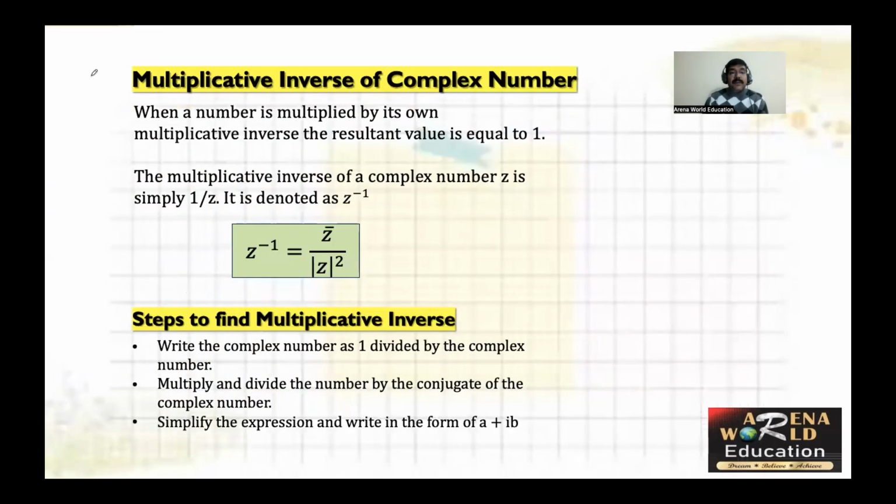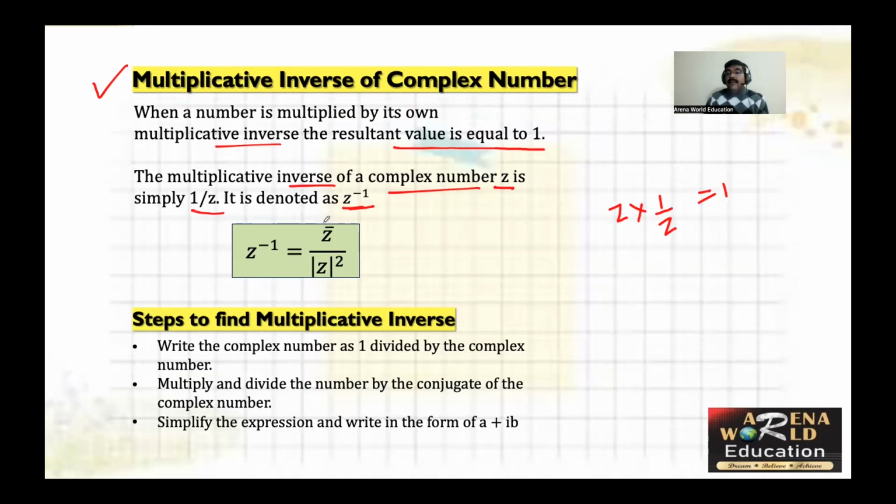Next one is the multiplicative inverse of a complex number. Always remember, when a number is multiplied by its own multiplicative inverse, the resultant value is equal to 1. Right? So what is the multiplicative inverse? If we talk about the multiplicative inverse of a complex number z, it is simply 1 upon z, because when z is multiplied by 1 upon z, the answer will be 1. So the multiplicative inverse is represented by z inverse.